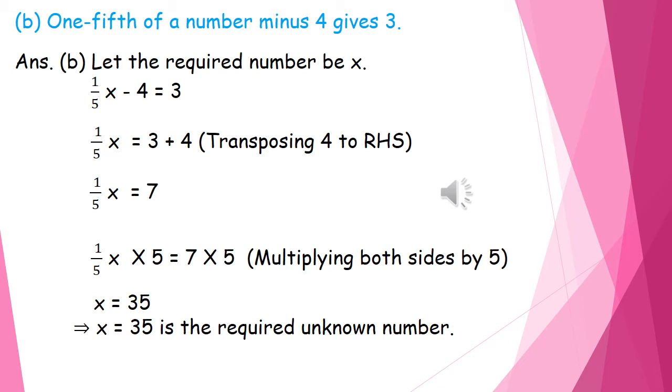Now we are transposing 4 to the right hand side after changing the sign from minus to plus. So 1/5 x is equal to 3 plus 4. So after adding 3 and 4 we are getting 7. So 1/5 x is equal to 7. Now x is divided by 5. So to get rid of 5 we have to multiply both sides of the equation by 5. So x by 5 into 5 is equal to 7 into 5. So x is equal to 35. That is the required unknown number.